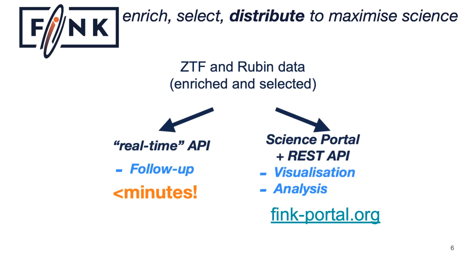There are two ways that the brokers can distribute data. One of them is to trigger follow-up, like, for example, a real-time API. That's what we have. It can be a Kafka stream. It can be like a Slack bot. It can be whatever you want that is automatically triggering a follow-up or a reaction.